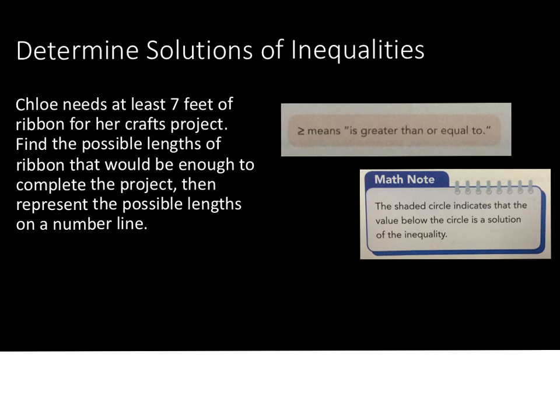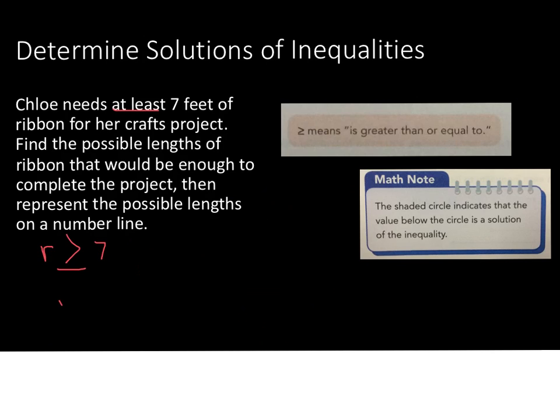So let's read this. It says, Chloe needs at least 7 feet of ribbon for her crafts project. Find the possible lengths of ribbon that would be enough to complete the project, then represent the possible lengths on a number line. So as far as ribbon goes, she needs to have ribbon that is greater than 7 feet. But it also says it could be at least 7 feet. So she has to have greater than or equal to 7 feet, because 7 feet would get the project done.